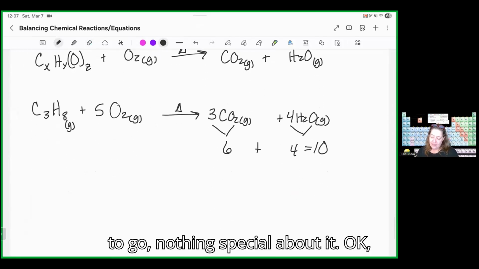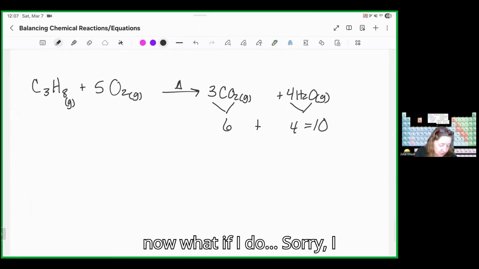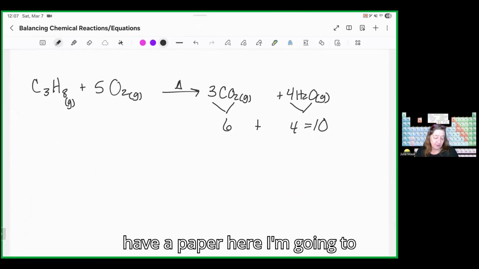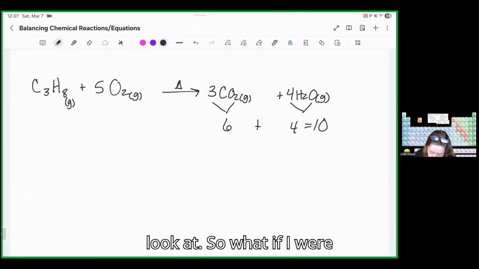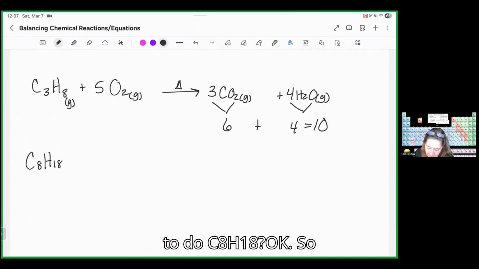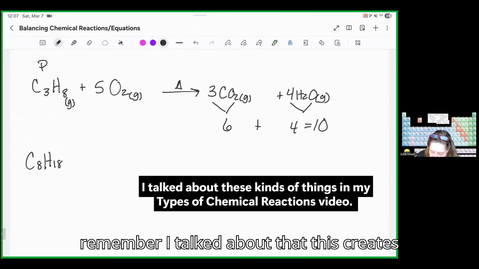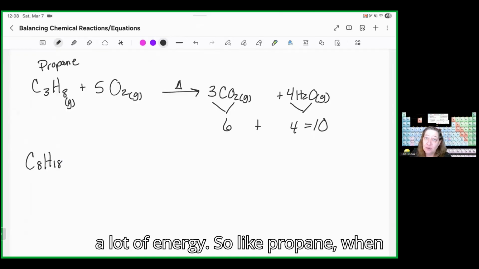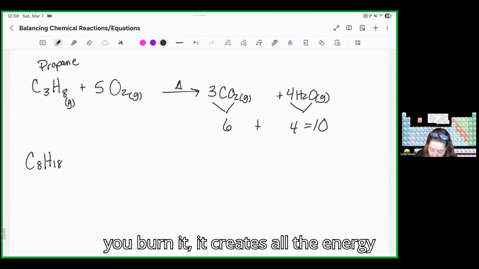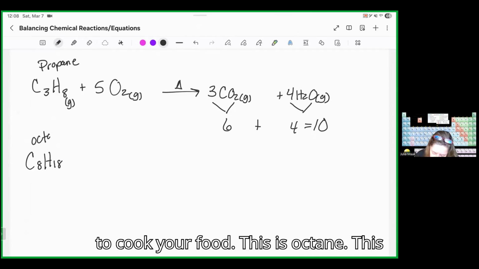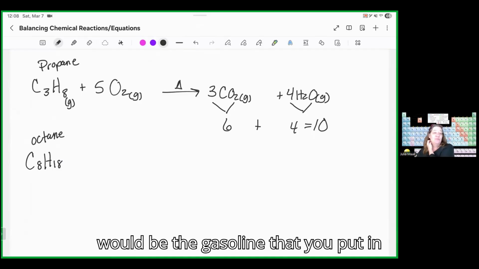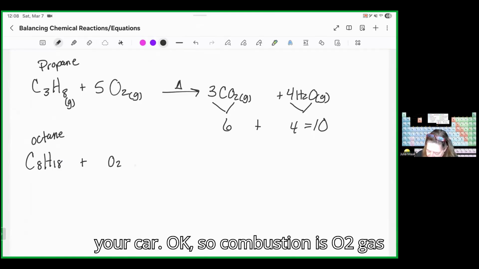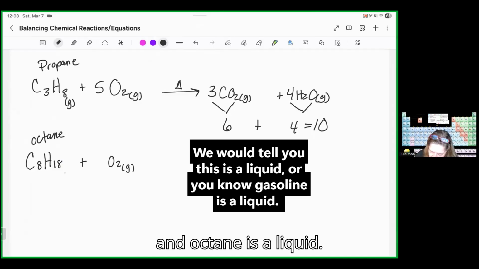Now, what if I do, sorry, I have a paper here I'm going to look at. What if I were to do C8H18? Remember I talked about how this creates a lot of energy. Like propane, when you burn it, it creates all the energy to cook your food. This is octane. This would be the gasoline that you put in your car. Combustion is O2 gas, and octane is a liquid.